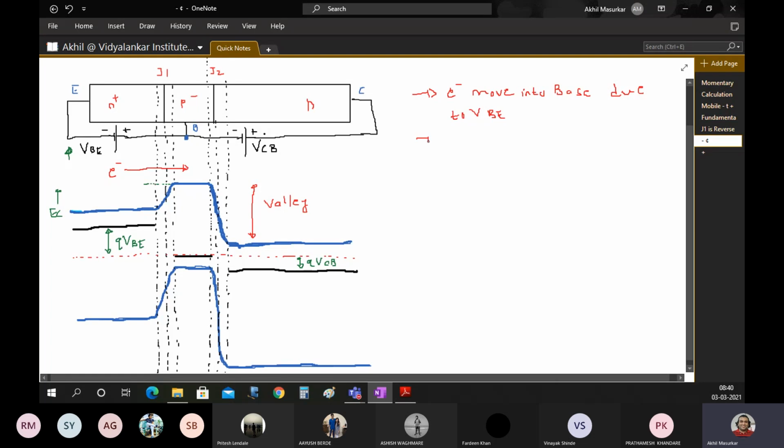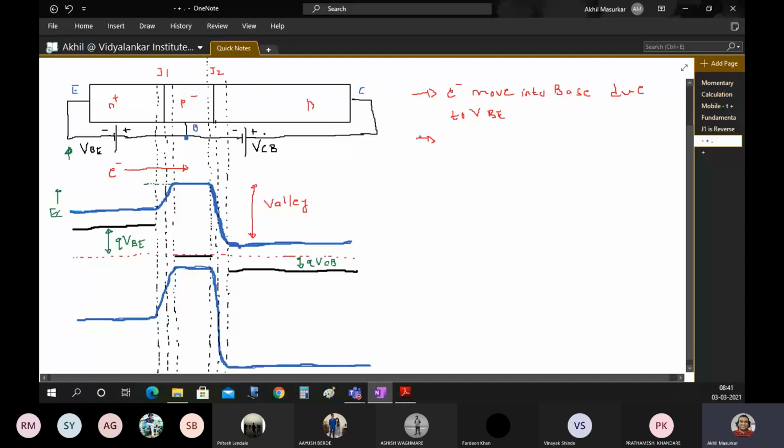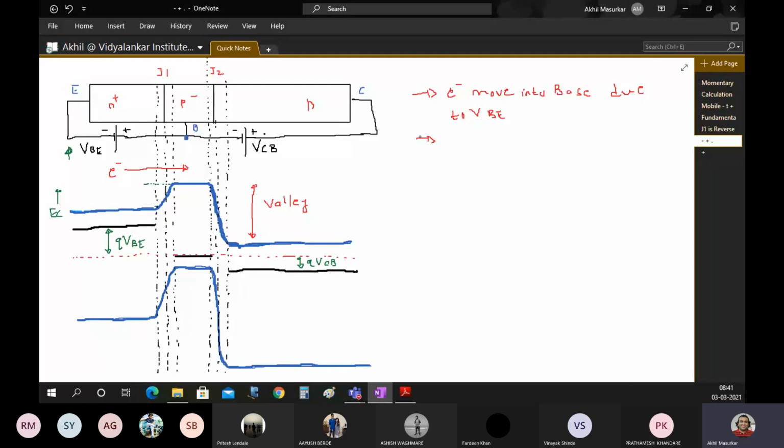Now once electrons come into the base, the problem in the base is that the base is very small, so there is no space for a huge number of electrons coming inside the base. And the second thing is the base is very lightly doped, so there is not much scope for recombination. So few recombinations happen in the base, but the majority of the electrons which are inserted from the emitter into the base do not recombine with the p atoms in the base.